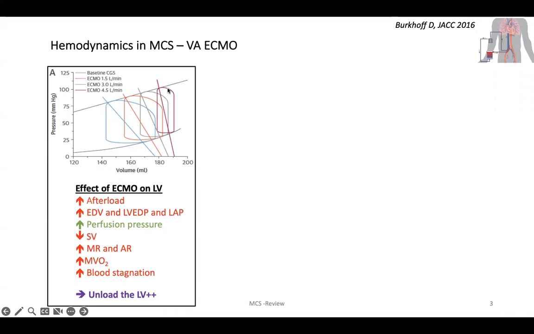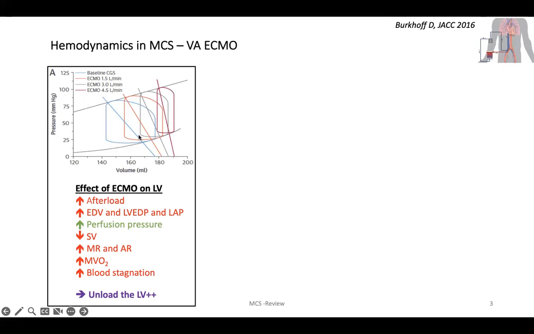As you see, the blue curve is a PV loop of a patient with heart failure. He has a pretty wide curve, meaning that the volume of the LV is usually high, and the end diastolic pressure and systolic pressure are usually lower than they should be. When you put someone on ECMO and progressively increase the output of the ECMO, you can see what the consequences are on the left ventricle.